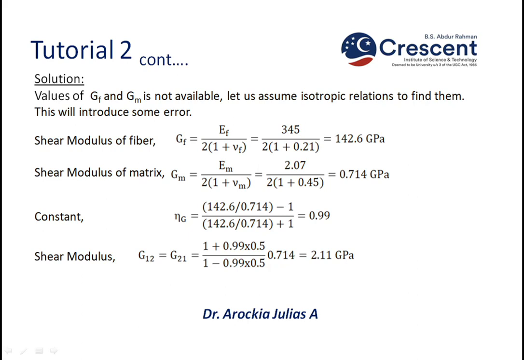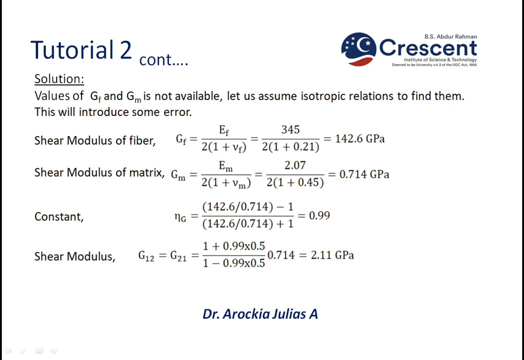Now we have the values of Gf and Gm, using that we find the constant eta G and G12. So the constant eta G equal to Gf by Gm minus 1 divided by Gf by Gm plus 1. So substituting the values, 142.6 divided by 0.714 minus 1, similarly plus 1. So the final answer eta G equal to 0.99, the constant is 0.99.